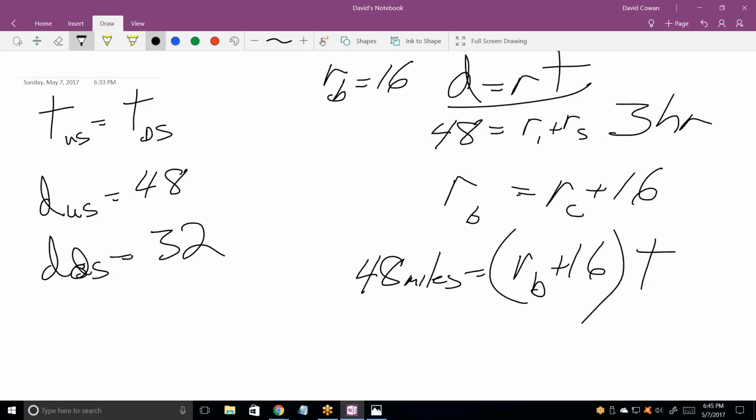You understand that part? They're going 48 miles downstream, and you've got the rate that the boat goes plus 16, because that's the speed of the stream. And you've got the time that the trip makes, okay? Now let me write the second equation, because this is a key part to the understanding.